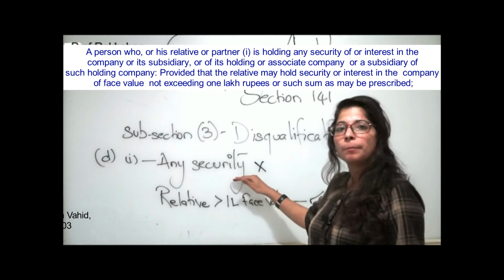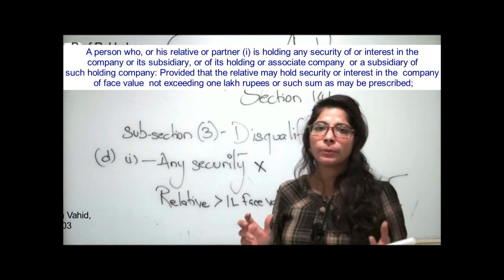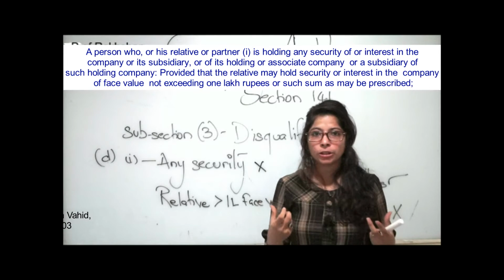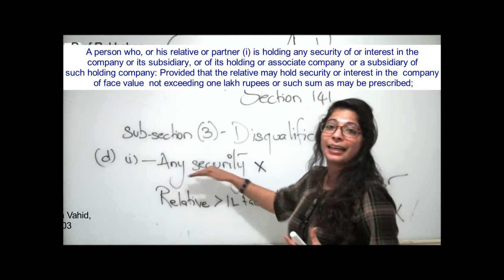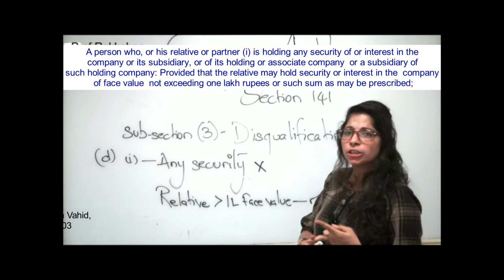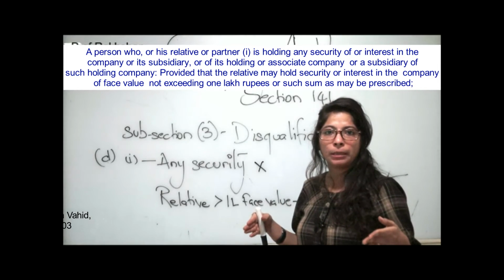Now security does not only include equity shares. If it included only equity shares, the act would specifically state equity shares. What does it say? It says any security. So they cannot hold equity shares, preference shares, bonds, debentures and any form of security in the company.